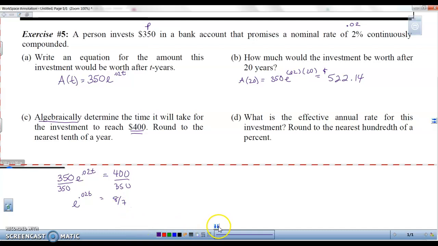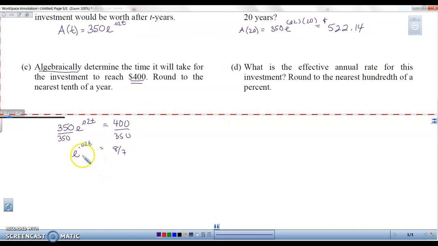Okay, now since I want to solve this for t, I need to do the natural log of both sides. So I'm going to do ln of e to the 0.02t is equal to ln of 8/7. Put in parentheses so you can see it's a fraction. Now remember this is an exponent. When you do a log or a natural log, the exponent goes out front. So this is 0.02t ln of e is equal to ln of 8/7. Ln of e, remember, is e to what power is e? Well, that actually equals 1, so that's going to cross out. So that gives me 0.02t is equal to ln of 8/7.